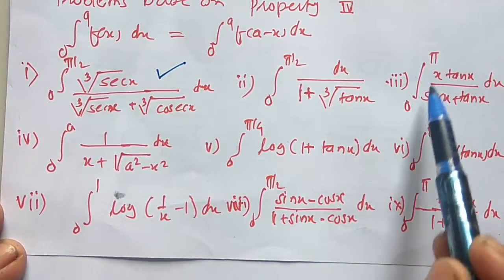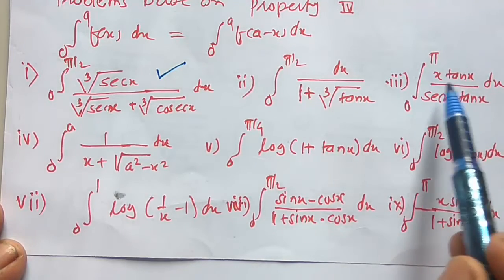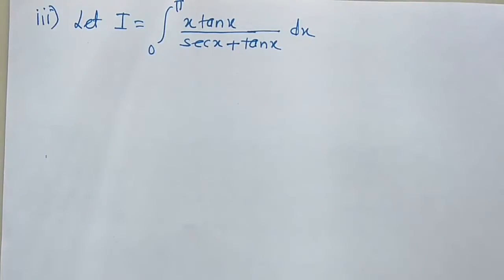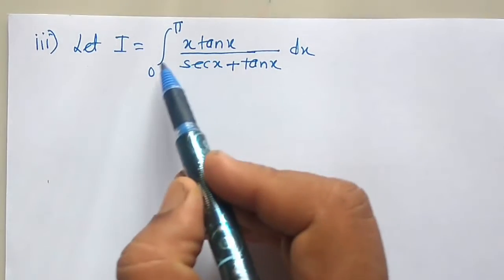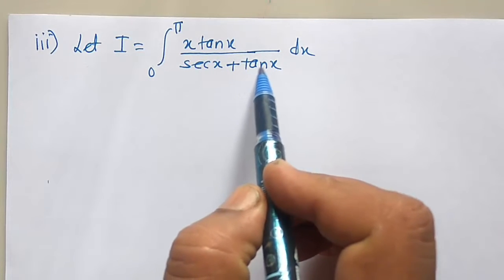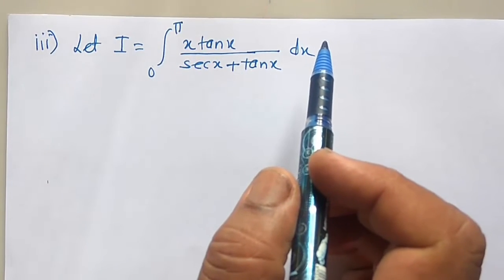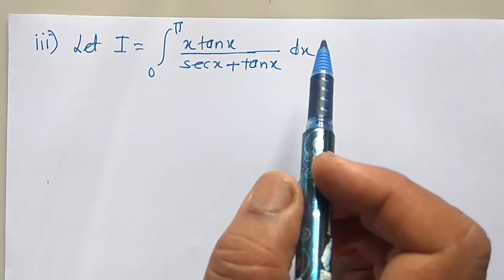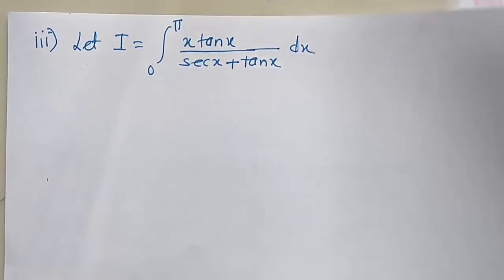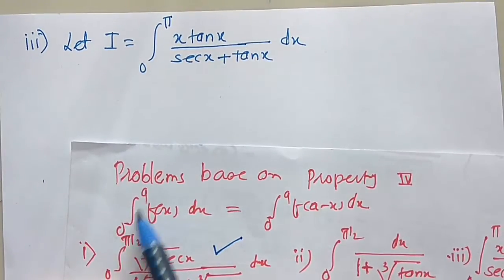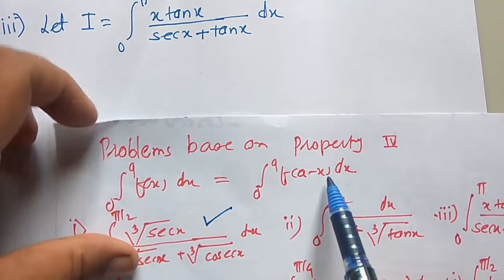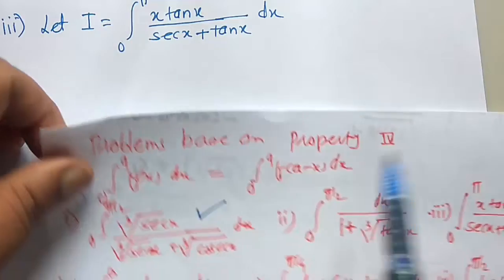Example number 3: definite integration 0 to pi of x tan x upon sec x plus tan x dx. Let I be equal to the given integration, definite integration 0 to pi of x tan x upon sec x plus tan x dx. We use the property integral 0 to a of f(x) dx is equal to integral 0 to a of f(a minus x) dx.